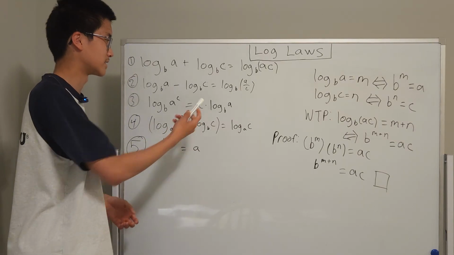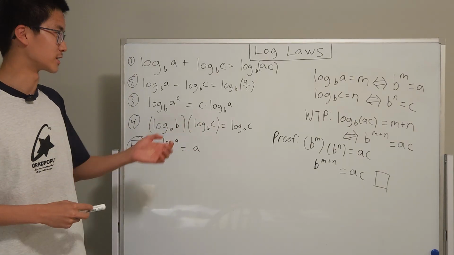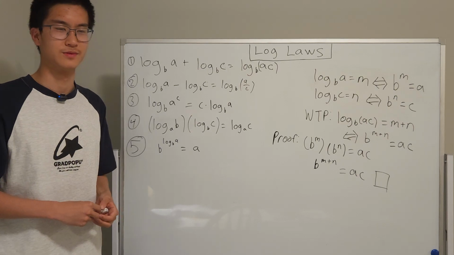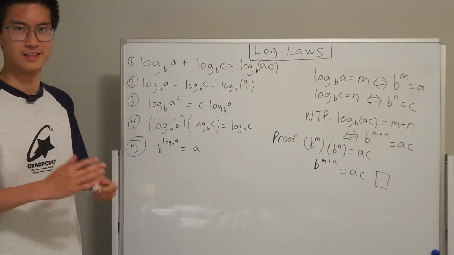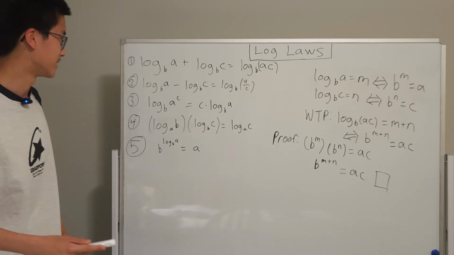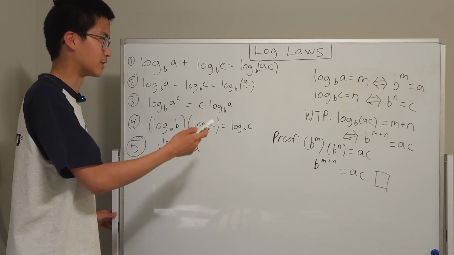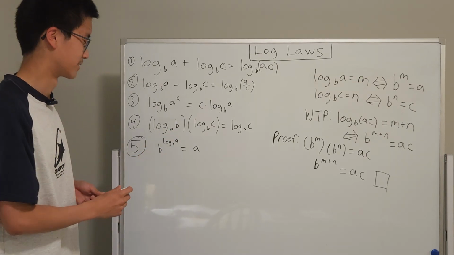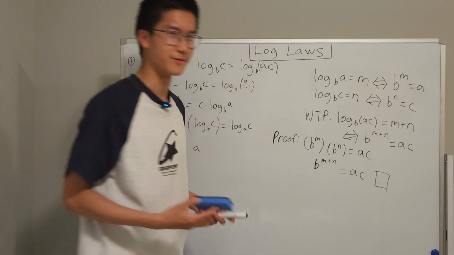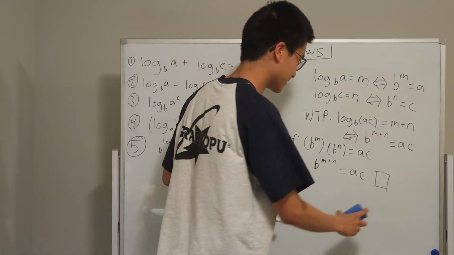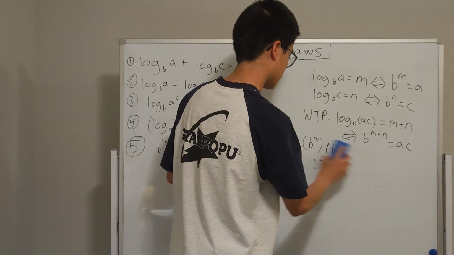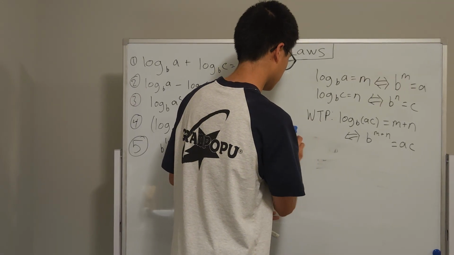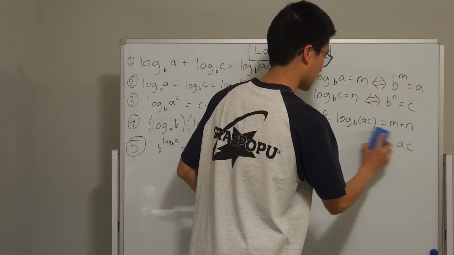And this one is similar as well. You can set log base b of a to a variable of your choice, and then it's pretty similar after that. And this one as well is pretty similar. So you can try them out as an exercise. So the last one.